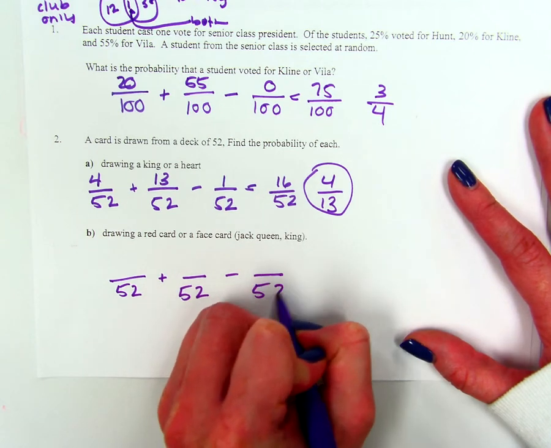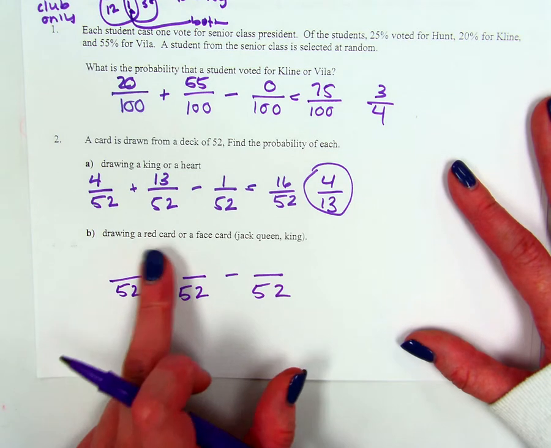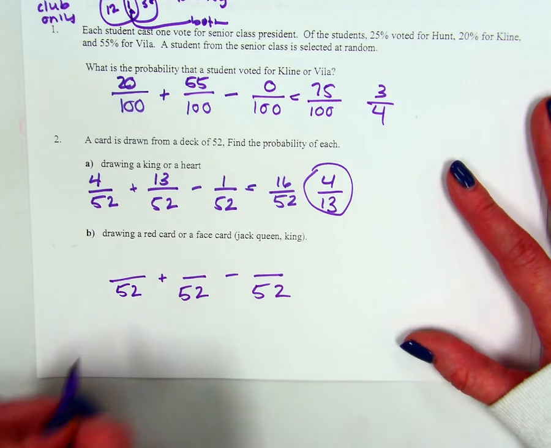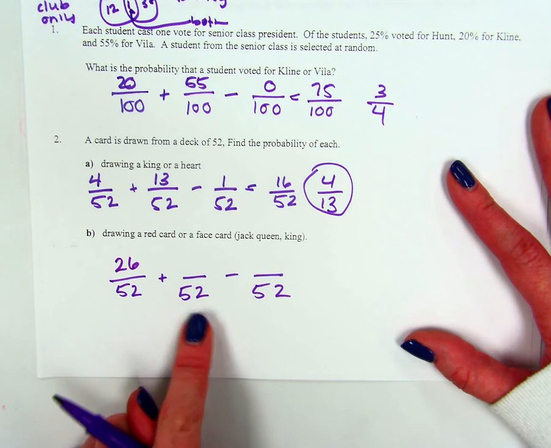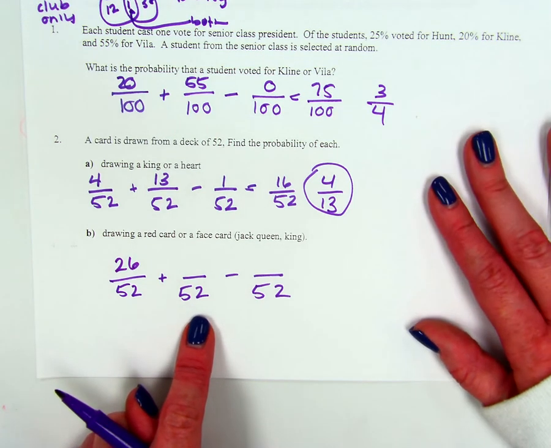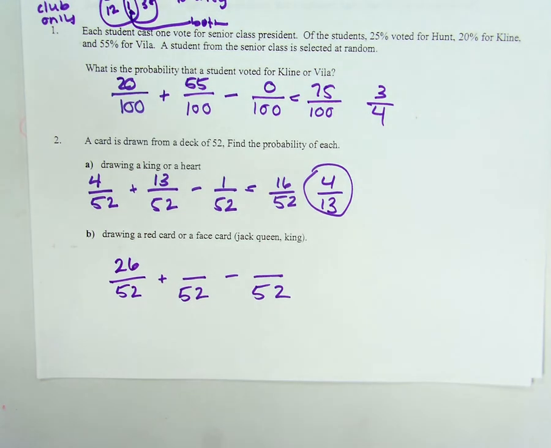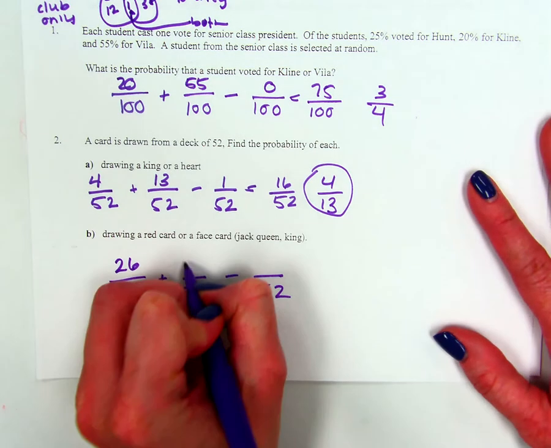So I'm going to write out adding the first 2 together and subtracting the third. So drawing a red card. Half of our deck is red, so 52 divided by 2 is going to give us 26. Or a face card. That's our jack, queen, king, not the ace. So we have 4 of those each. 4 times 3 is going to give us 12.